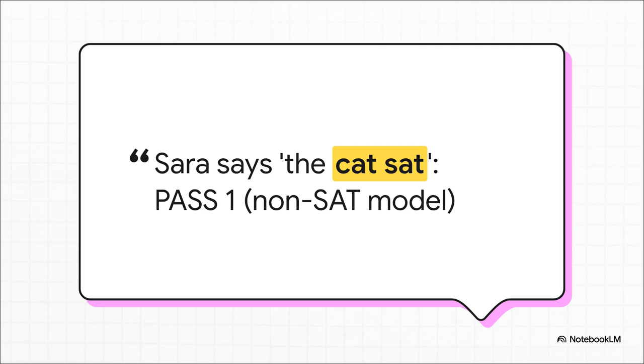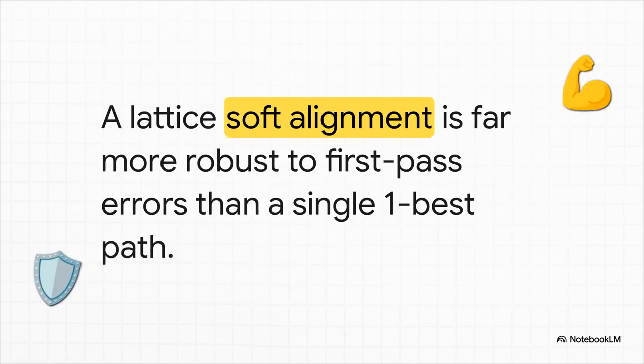We feed those adapted features into our highly accurate SAT Tri3B model, and out pops the perfect final transcript, the cat sat. Now there's a really crucial distinction regarding what we actually use from that first pass. Here's a massive pro tip from me to you. When we estimate the fMLLR in Step 2, we use the lattice, not just the single one best text output. A lattice provides a soft alignment over many different word hypotheses.